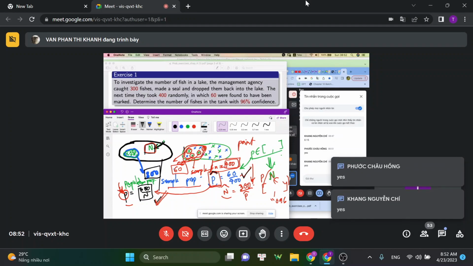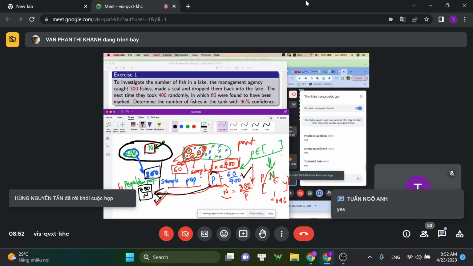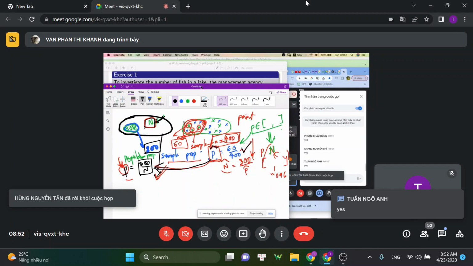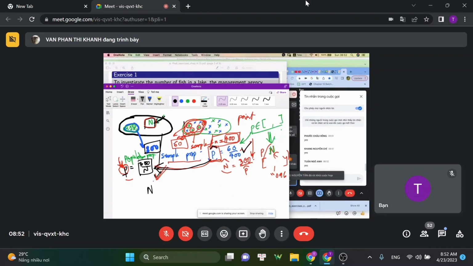Okay. And we don't know p, so we use p hat to estimate p. So suppose that if I use p hat to estimate p, I can estimate n using what? N is 300 over p, right? But I don't have p, so I use p hat. That's why in this case I will have n hat. Understood?